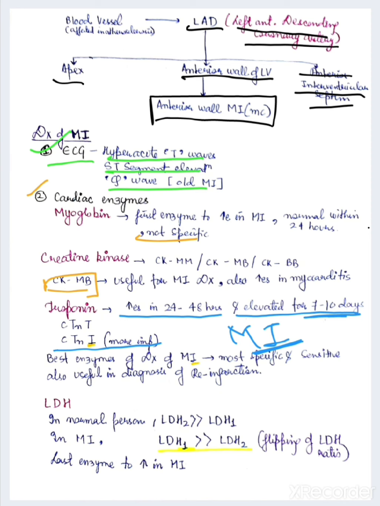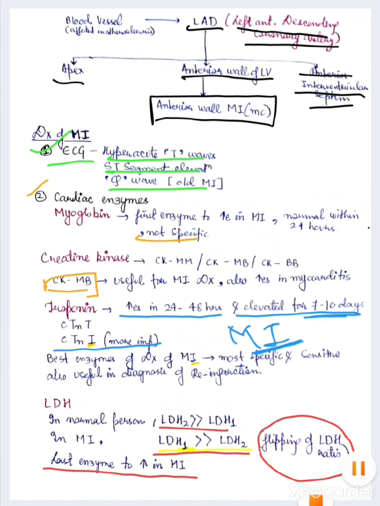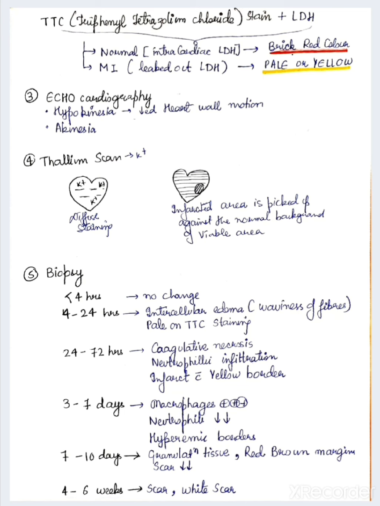Now the LDH. In a normal person, LDH2 is more than LDH1, but in a person suffering from MI, LDH1 is more than LDH2. This is called flipping of LDH ratio. LDH is the last enzyme to increase in MI. Now, the TTC stain, which is triphenyl tetrazolium chloride plus LDH. Normally the intracardiac LDH is brick red color, but in MI, where LDH has leaked out, it is pale or yellow color.